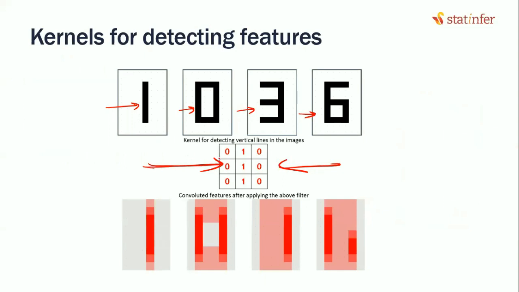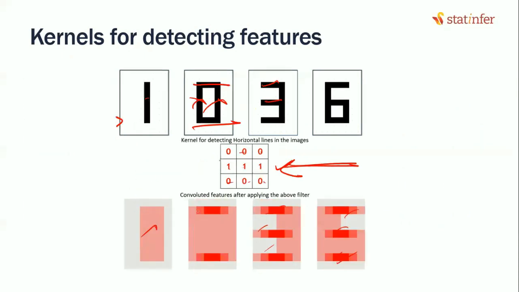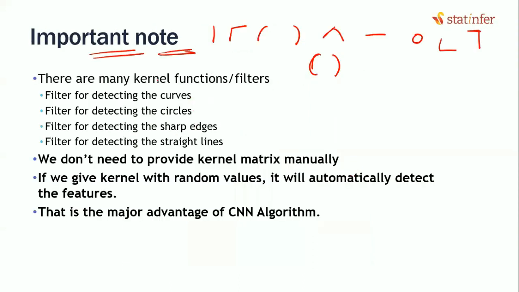If you apply this kernel matrix, then straight lines are highlighted. If you apply this kernel matrix, horizontal lines are highlighted. But how do I know which kernel matrix to apply? You don't need to know. This is the important note. You just need to provide the kernel matrices. You don't need to provide the values manually. You randomly initialize them.